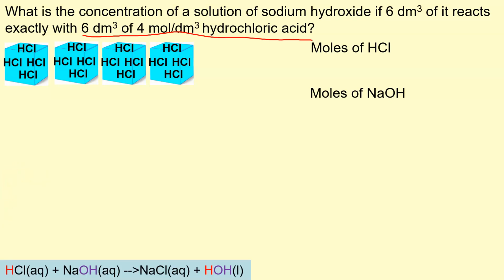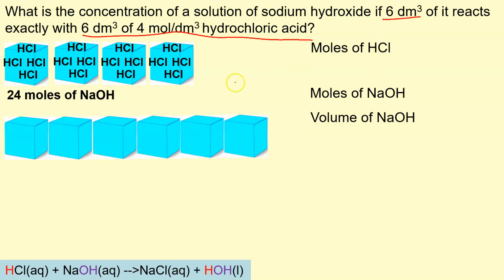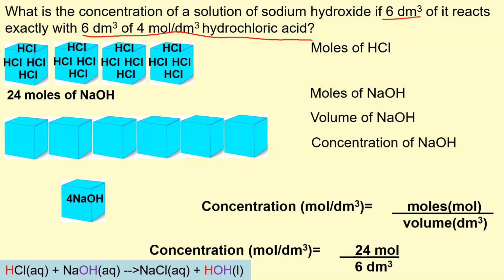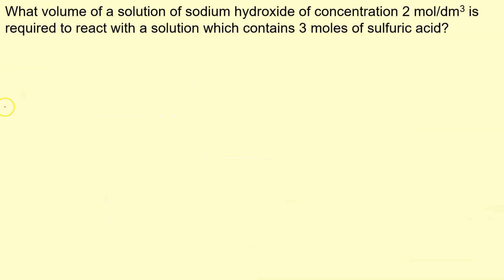The equations will be given to you. We can see that if we have 24 moles of hydrochloric acid, we'll have 24 moles of sodium hydroxide. The volume of hydrochloric acid is given in the question, 6 decimeters cubed. So concentration is moles divided by volume. So 24 divided by 6 gives us a concentration of 4 moles per decimeter cubed, like so.